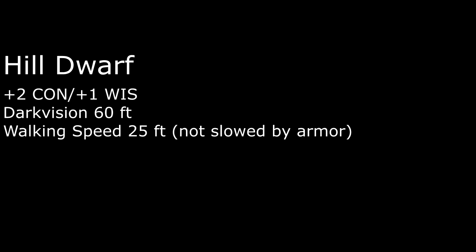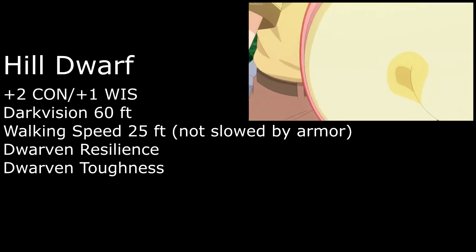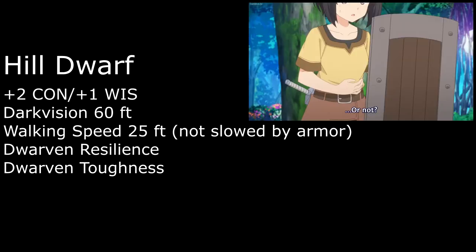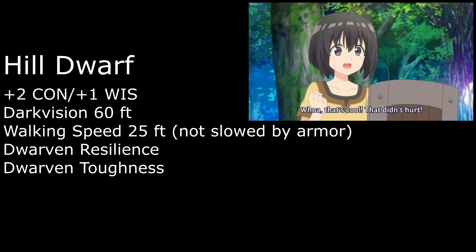Something to note is that dwarves in particular are not slowed down by wearing heavy armor, so we can leave our strength at 13 and still wear plate armor. Dwarves are resilient, and hill dwarves are tough, giving us resistance to poison damage, advantage on saves against poison, and an extra 1 HP per level.